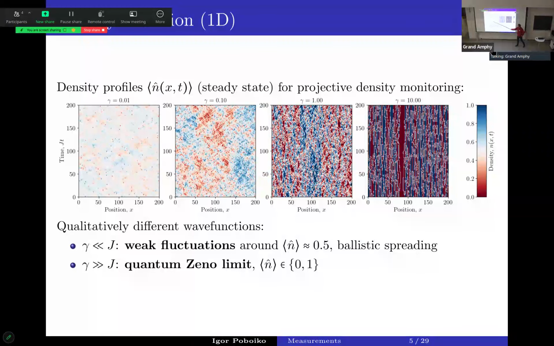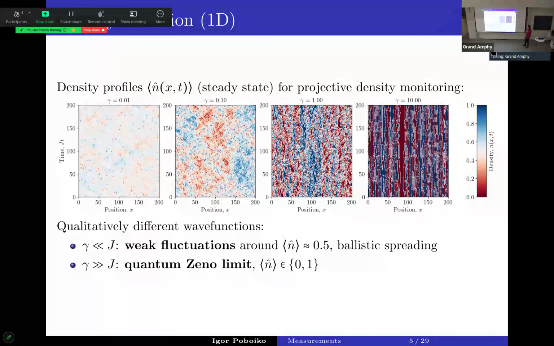Okay, as you increase the measurement rate gamma, dramatic things happen, namely when gamma is 10, the situation is completely different. Namely, the contrast of the picture is very different. Almost everywhere you have either blue or white.